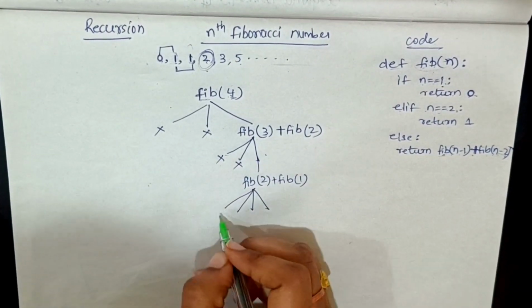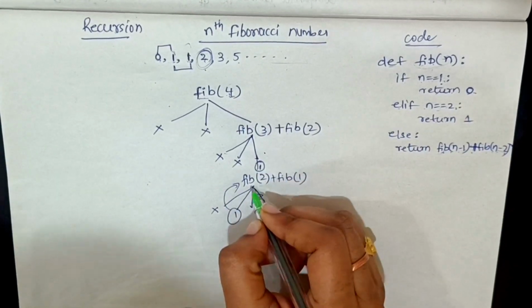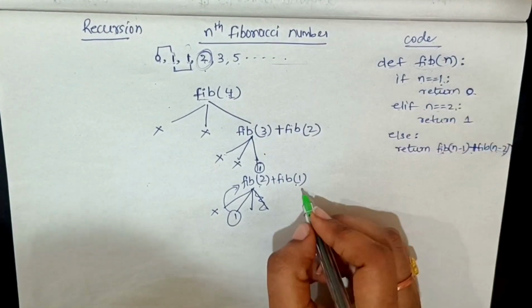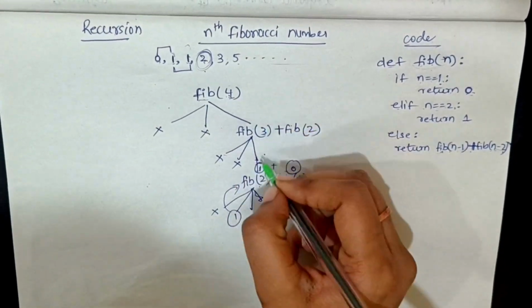Now fib of 2: the first statement is false, the second statement is true, so it returns the value 1. So fib of 2 gives the value 1. Now fib of 1: we return 0. So this is returning 0. 1 plus 0 is 1. So the fib of 3 value is 1.